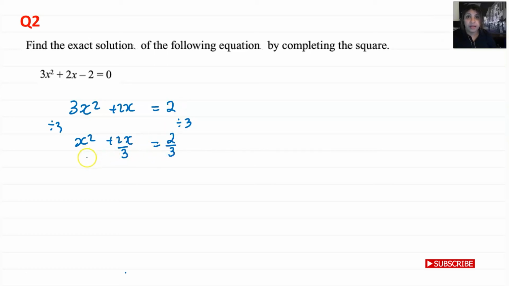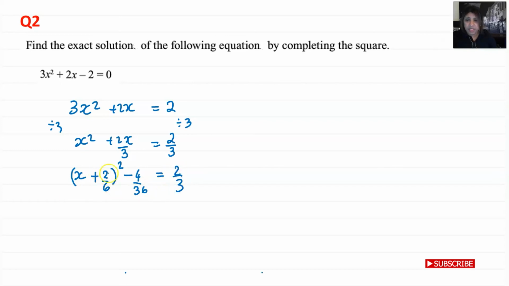And now I can complete the square because the coefficient of x squared is 1. So bracket x plus, and here I have plus. Okay, so half of 2/3 is going to be 2 over 6. And then take away this number squared. So 2 squared is 4, 6 squared is 36. And this is going to be equal to 2 over 3.